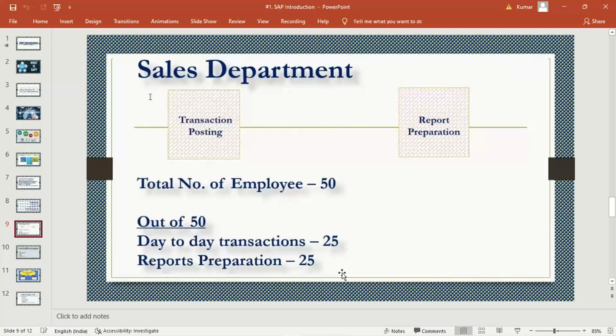So management is always interested in reports. I'm talking about a very simple report, right? But later on, in SAP, there is a module called Controlling. This Controlling is called managerial accounting, right? FI is called financial accounting. Controlling is called managerial accounting. This Controlling is based on reporting only, right? And that too for internal reports, which you guys will come to know later, don't worry. So in total 50, 25 for day-to-day transactions and the remaining 25 for report preparation.